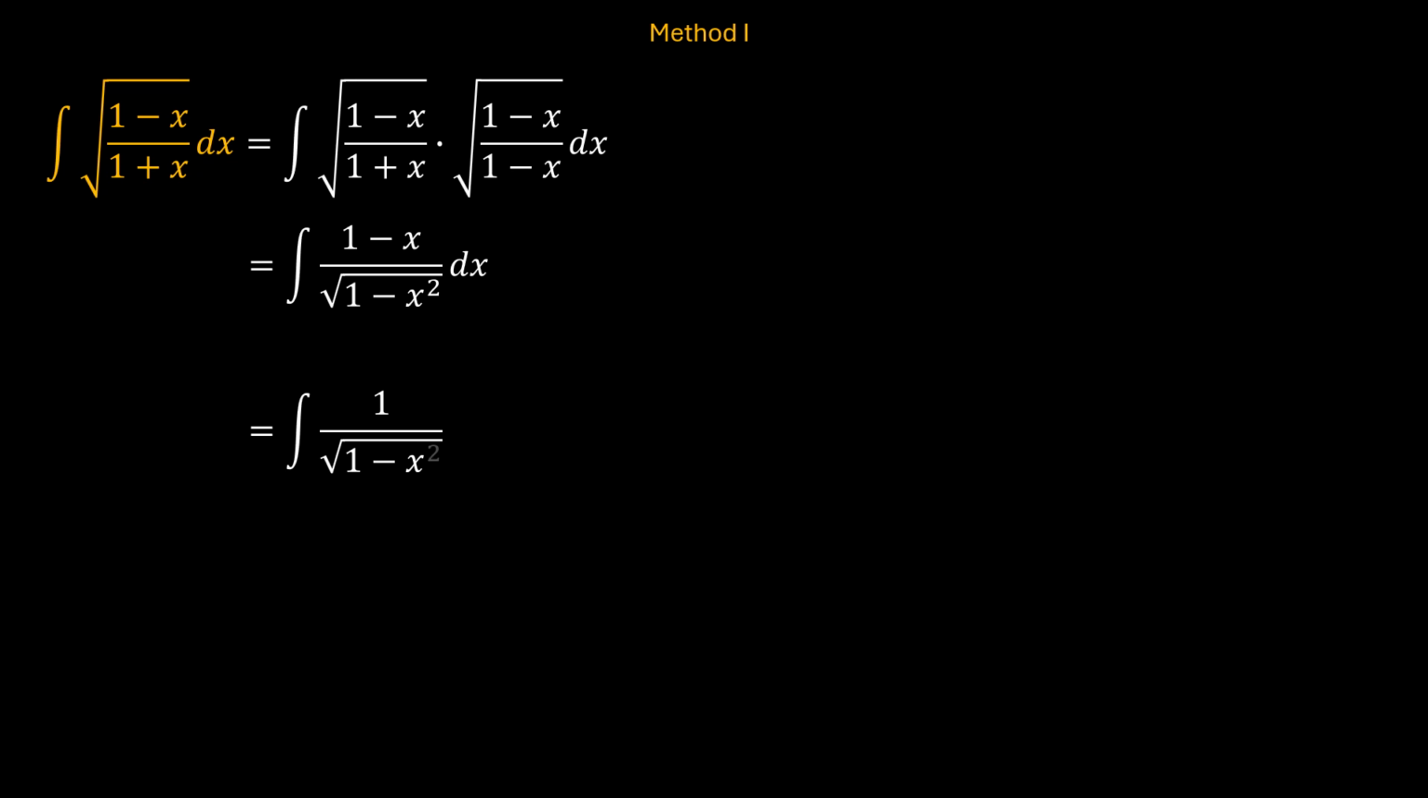We have the indefinite integral of 1 over the square root of 1 minus x squared, minus the indefinite integral of x over the square root of 1 minus x squared. We can see here in the second part, this just happens to be the derivative of the square root of 1 minus x squared. And in the first part, this is a popular integral, which is the arcsine of x.